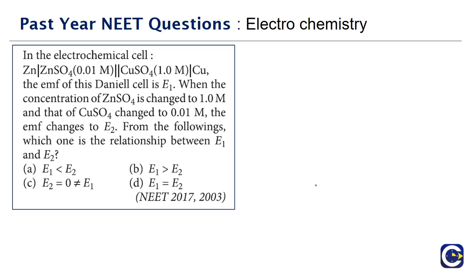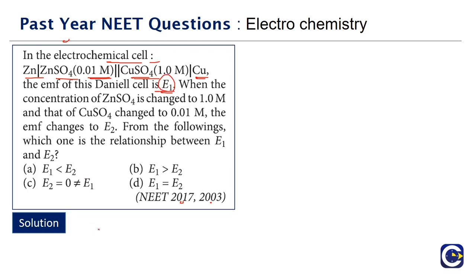Next we have a question which is also based on the Nernst equation. This model of question has come in multiple years. In the electrochemical cell, zinc to zinc sulfate, copper sulfate to copper, the EMF of the Daniell cell is E1. So what is this? This is the Daniell cell. So what is the Daniell cell?